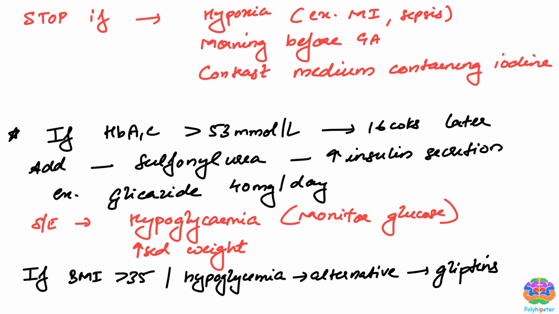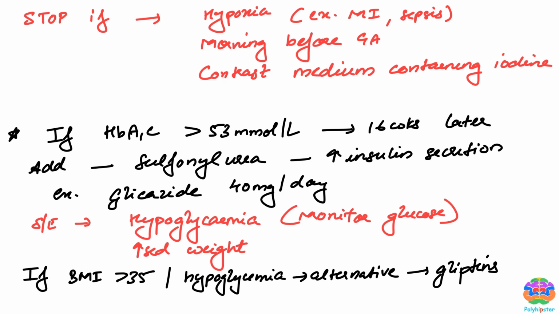In which condition should we consider stopping metformin? First is when the patient experiences any hypoxic condition such as myocardial infarction or sepsis. The morning before general anesthesia for any surgical procedure, metformin should be stopped. Also, if the patient is undergoing any investigative procedure which includes contrast medium like iodine, metformin should be stopped prior to that. Once you start with metformin, HbA1c level should be measured 16 weeks later.